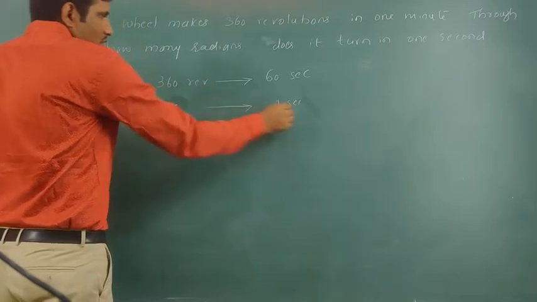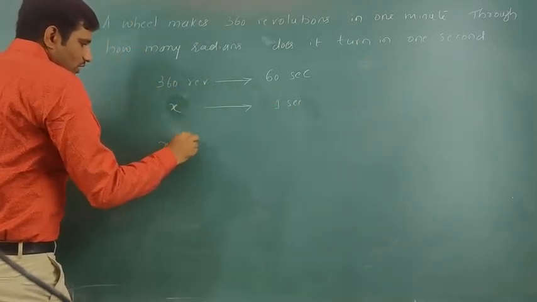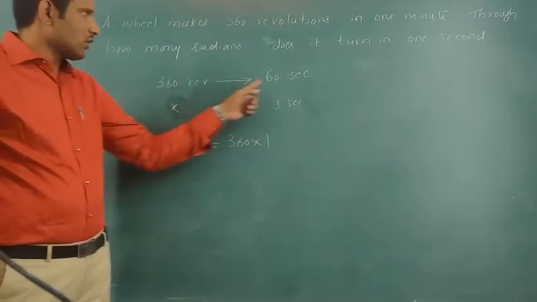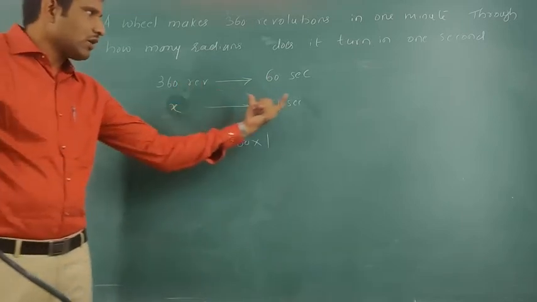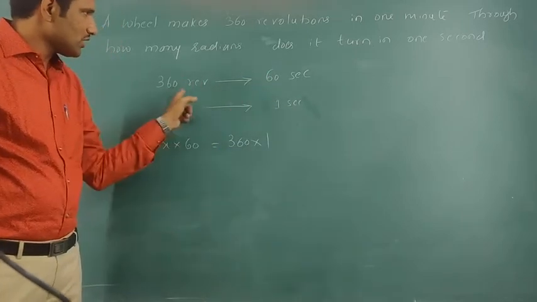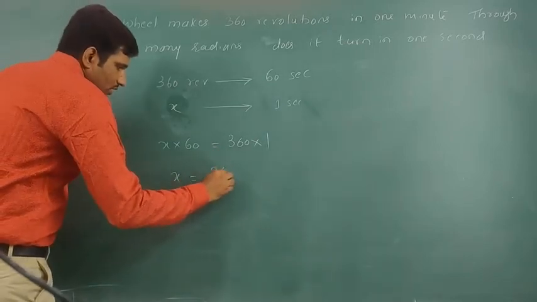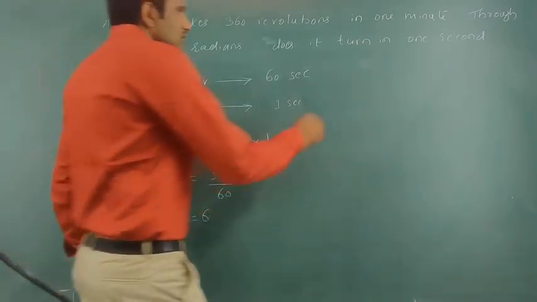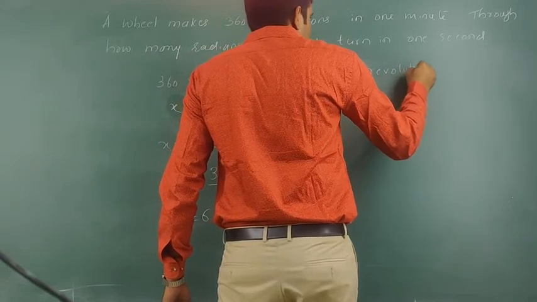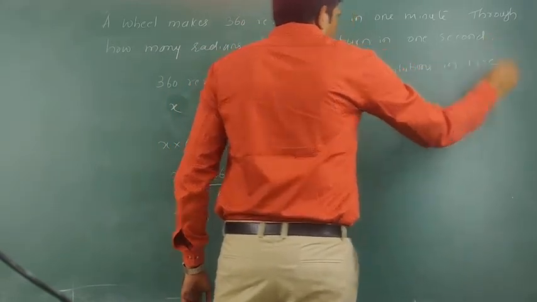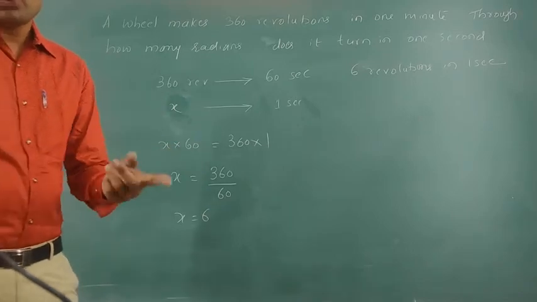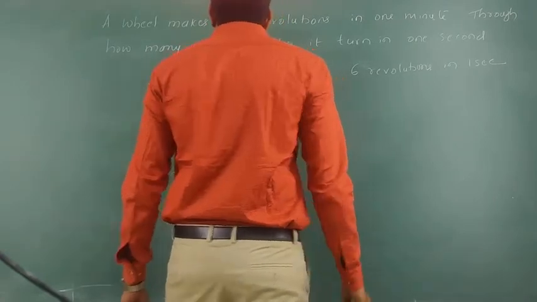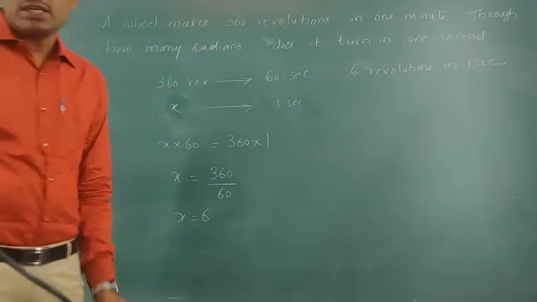So already we know this from high school: x into 60 is equal to 360 into 1. Is it clear? 360 revolutions in 60 seconds, how many in 1 second? So x into 60 is equal to 360 into 1. What is x? 360 divided by 60, x is 6. Therefore the wheel completes 6 revolutions in 1 second. So what is the answer here?